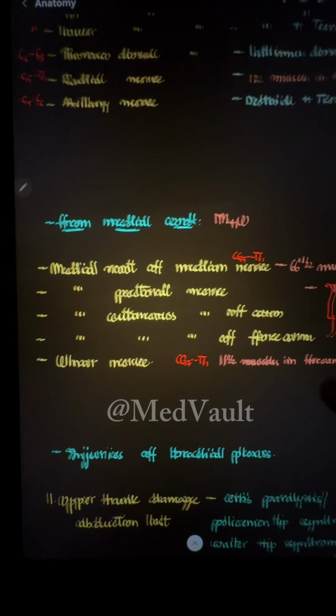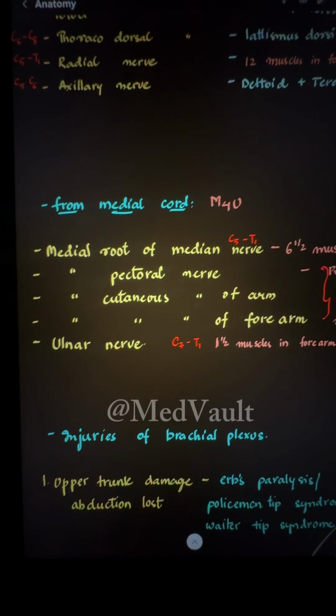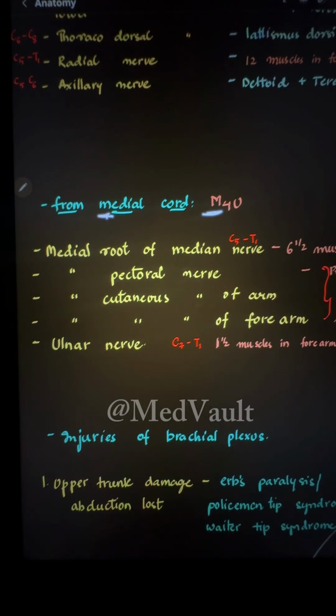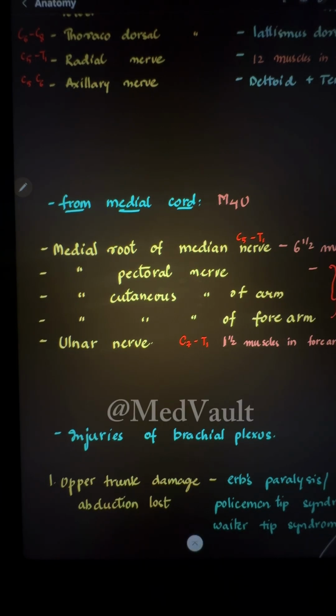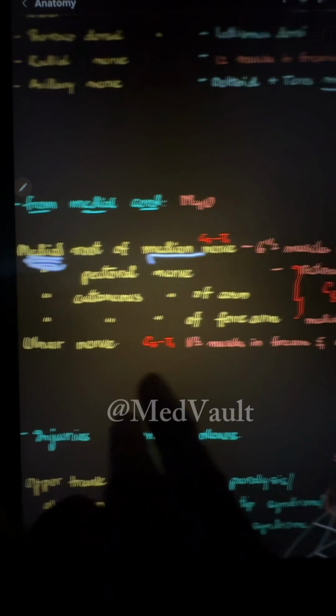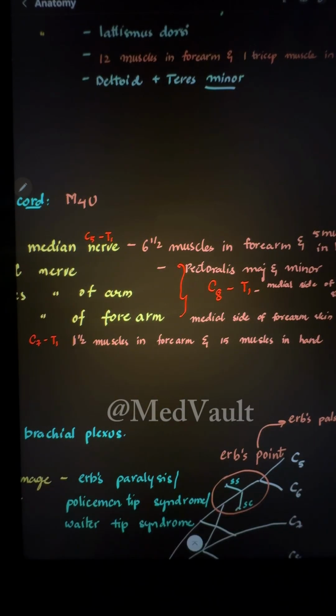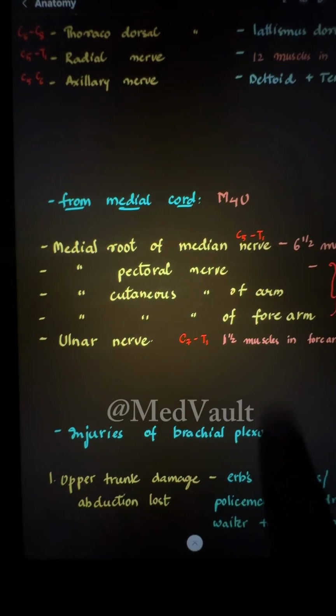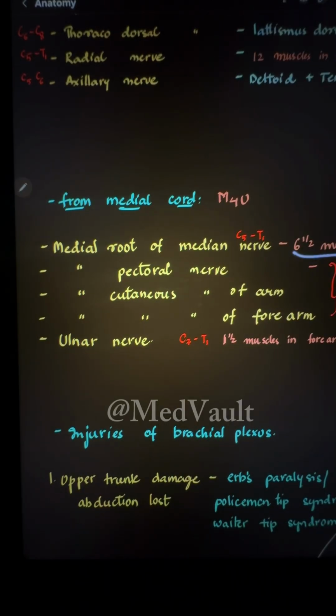Talking about the medial cord, again M to M. We have the mnemonic M4U: medial root of median nerve, medial pectoral nerve, medial cutaneous nerve of arm, medial cutaneous nerve of forearm, and the ulnar nerve. We have already seen the lateral root of median nerve in the lateral cord. Here we have the medial root of median nerve. Both of them supply 6.5 muscles in the forearm and 5 muscles in the hand.